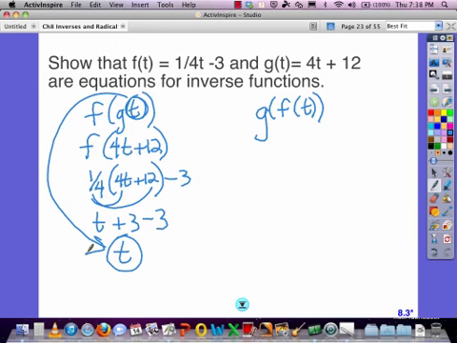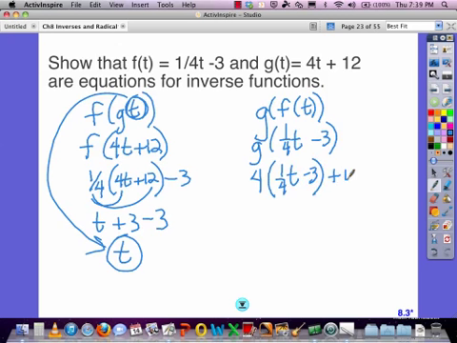F of t now is the original rule, 1/4 t subtract 3. That has to be considered a number, and that number now has to be put into the g rule wherever there's a variable. So I'm going to start copying the g rule, there's the variable t, so we will put this number, 1/4 t minus 3 in, and we will do the arithmetic. In this case, algebra distributing, and 4 times 1/4 is 1t. 4 times negative 3 is negative 12. Add the 12 to it. We're getting just 1t, if you just like to say t.